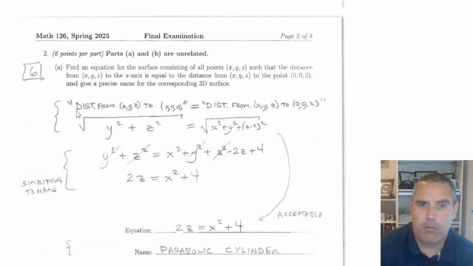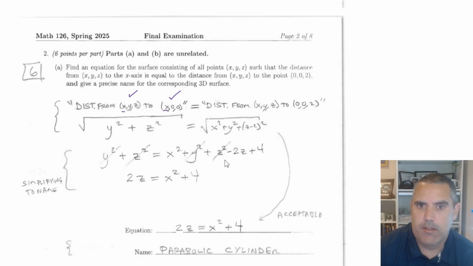So I talked about how when we do these sorts of questions, I would translate as follows. So we want the distance from a given point to the x-axis. And this is what it means to be on the x-axis. And this is what it means to be closest. And this is how I always answered these. Distance from (x, y, z) to (0, 0, 2). So we want those two things to be equal.